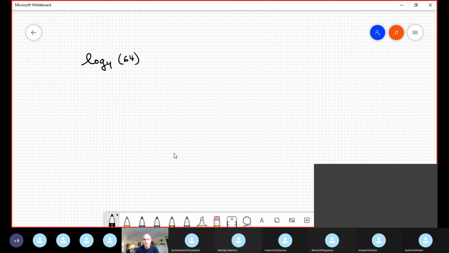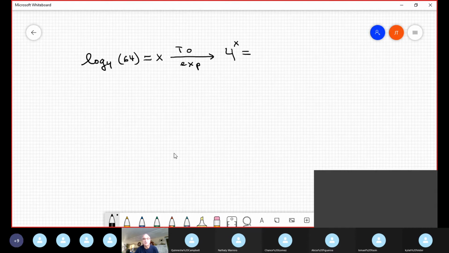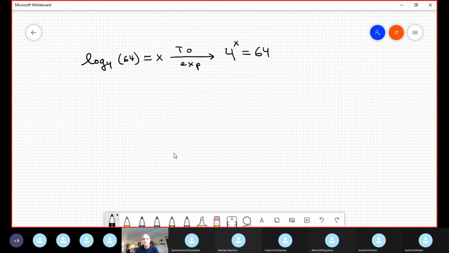A3, very well. Because x, when you change to the exponential statement, we have 4 as the base, x, I have no idea, equals 64. But I know that 64 is 4 to the third power, because 4 times 4 is 16, and 16 times 4 is 64. Therefore, x is 3. Very, very well. Another example.